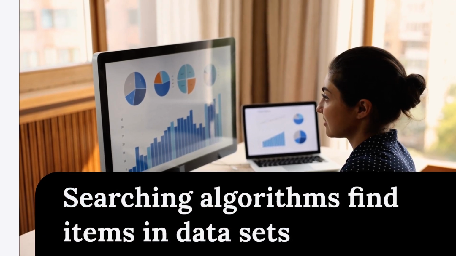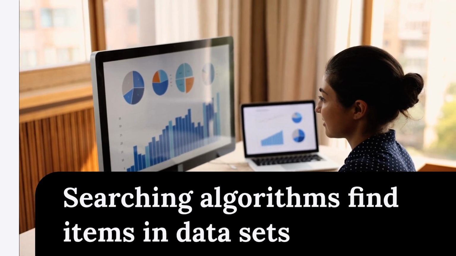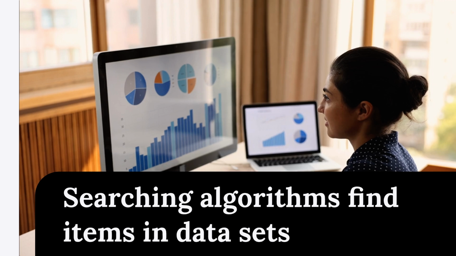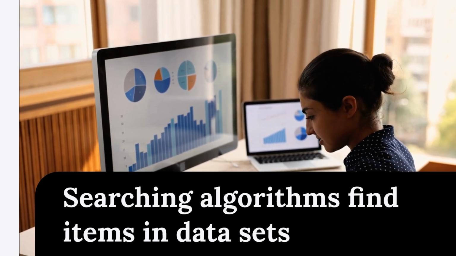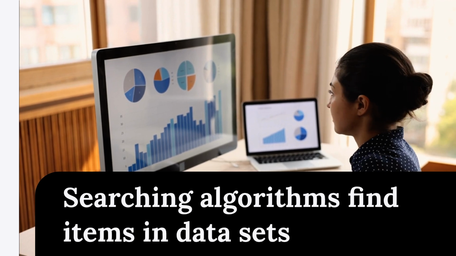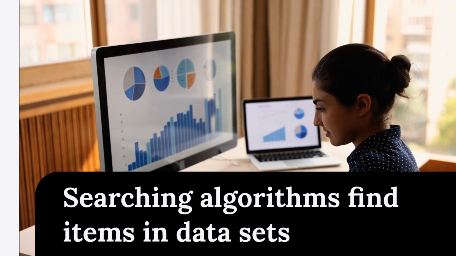Searching algorithms find target items in datasets. Linear search checks items one by one. Binary search divides a sorted list in half. Sorting algorithms arrange data in order. Bubble sort is simple but slow, while quicksort is faster.